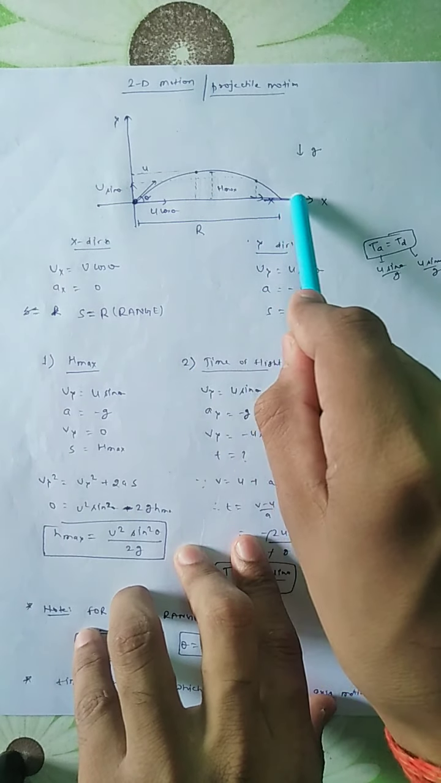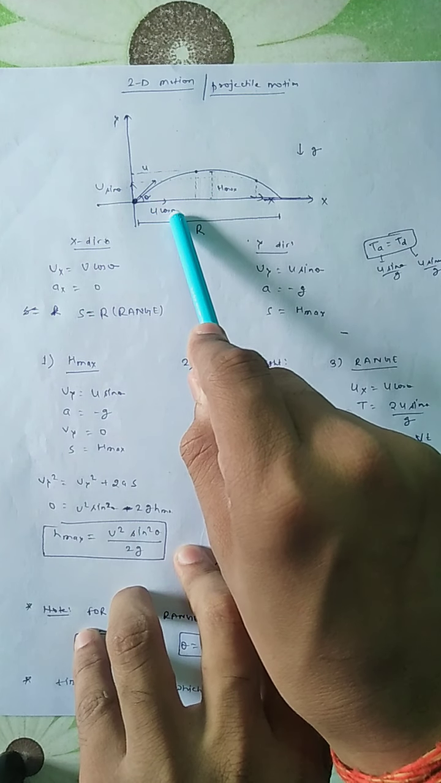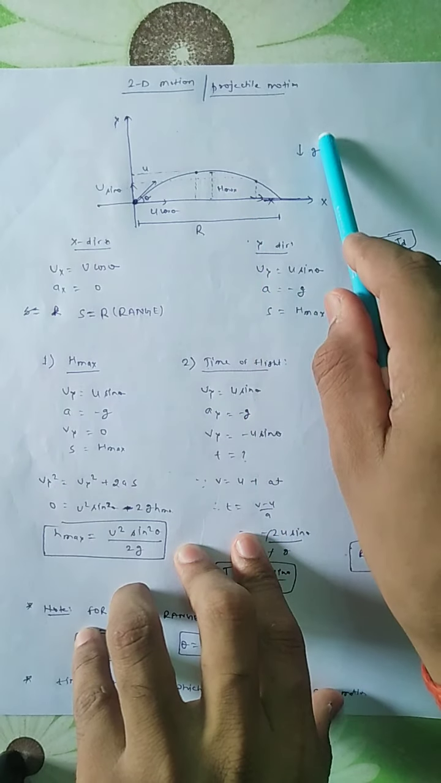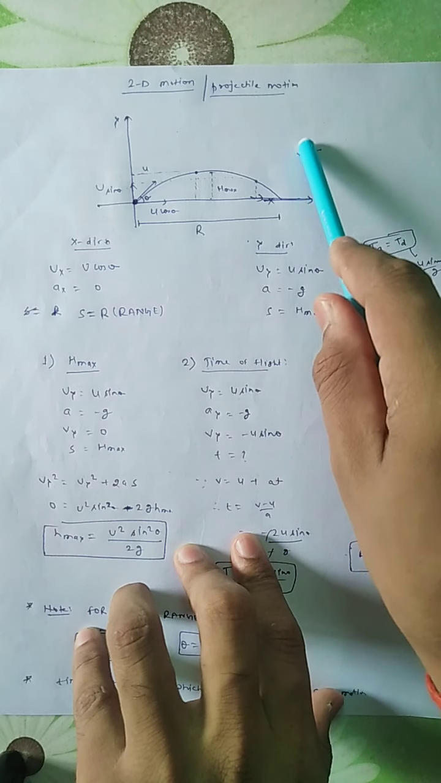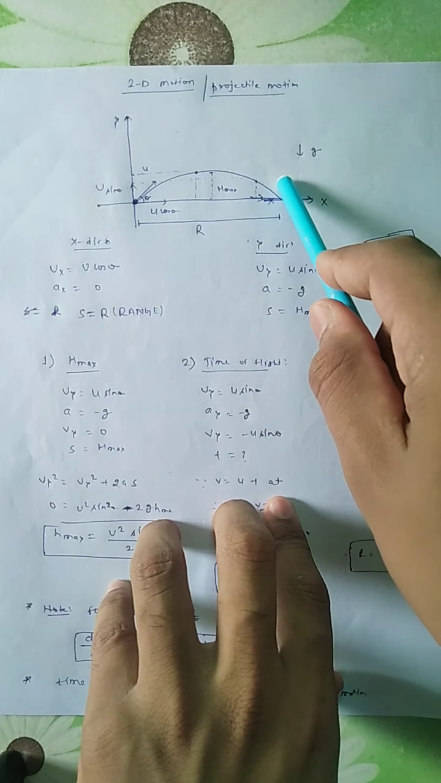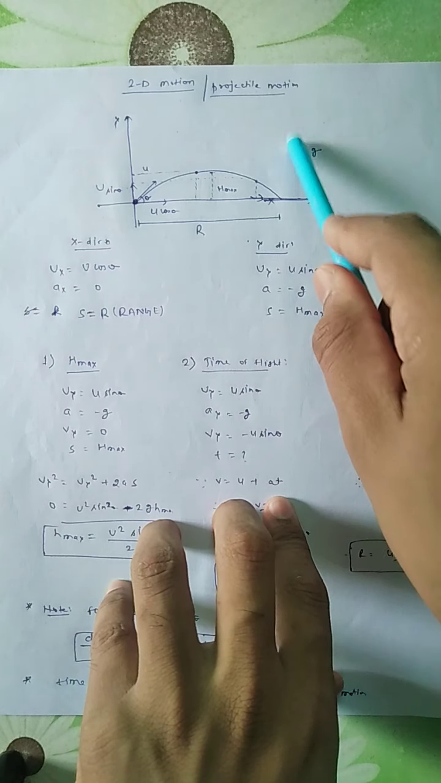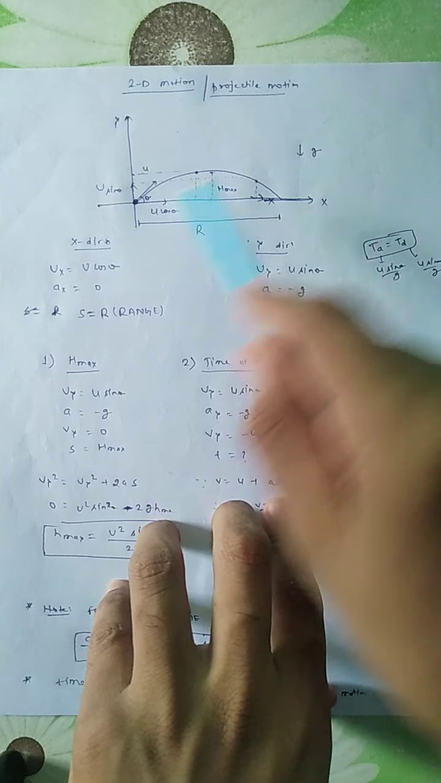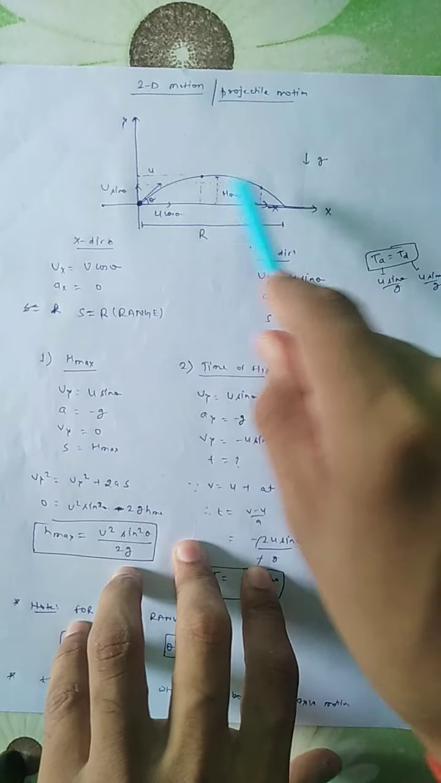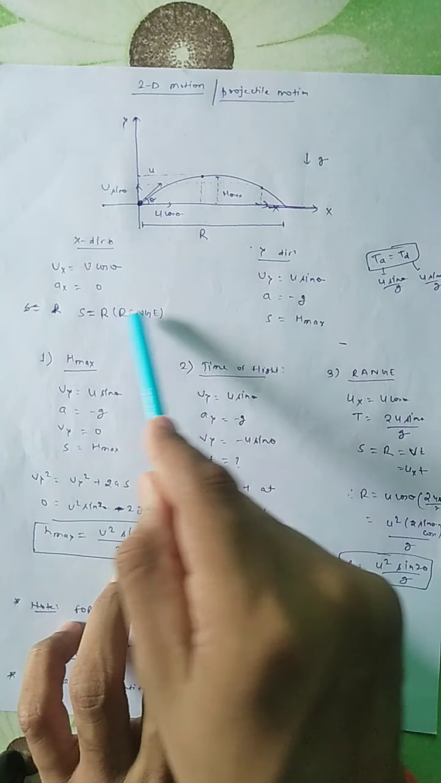In the x direction, ux is u cos theta, meaning the initial velocity in this direction is u cos theta. During the entire projectile motion the acceleration is always downward and equal to g, the acceleration due to gravity. This is always vertically downward, and its component in the x direction is 0, since it is completely vertical. So acceleration in x is 0. And this is the total path length in x direction. So we write s is equal to R, the displacement.